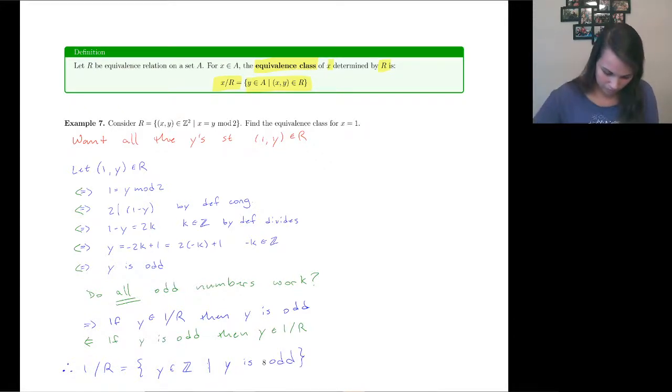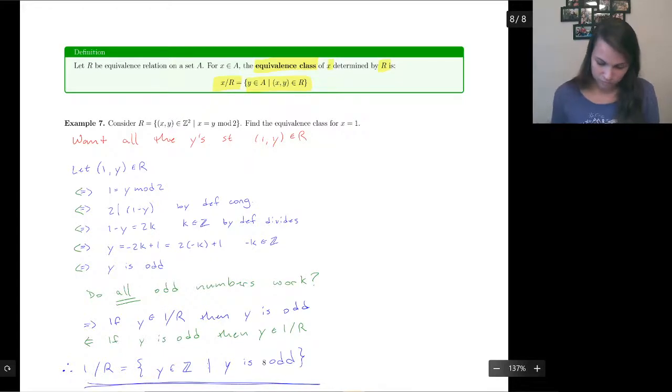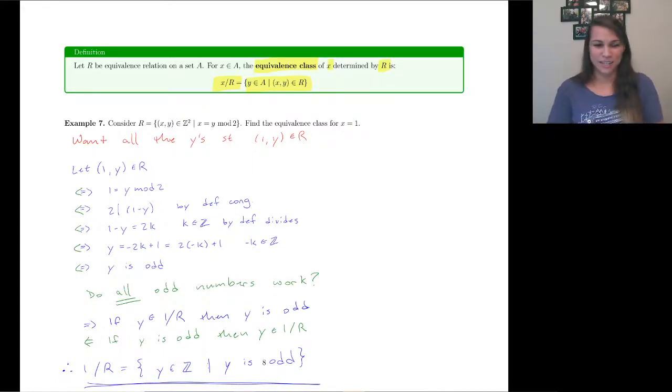Okay. So there you go. That's how we determine if things are the same up to a particular point, at least in math terms. That's all I have for right now.